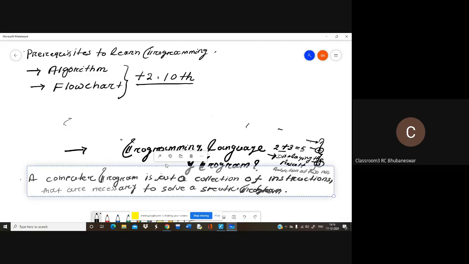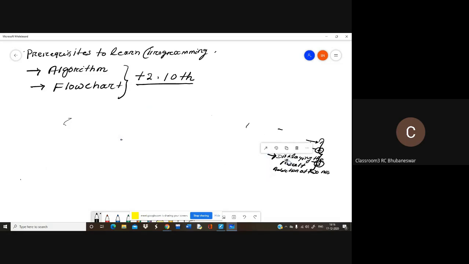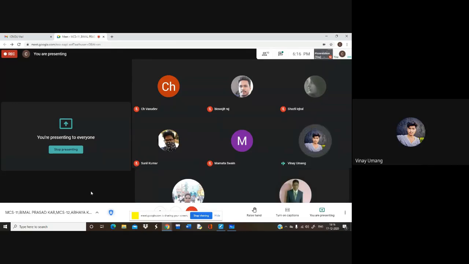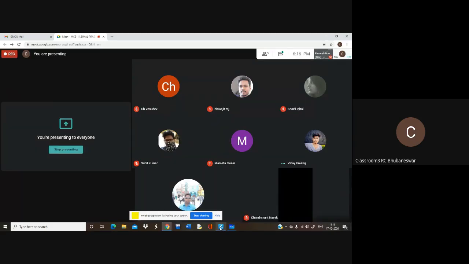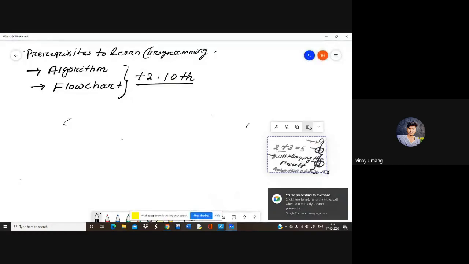Can anybody say what you mean by algorithm and flowchart? Someone please unmute yourself and tell. Any answers? So, the steps defining the solution of a particular problem or program.